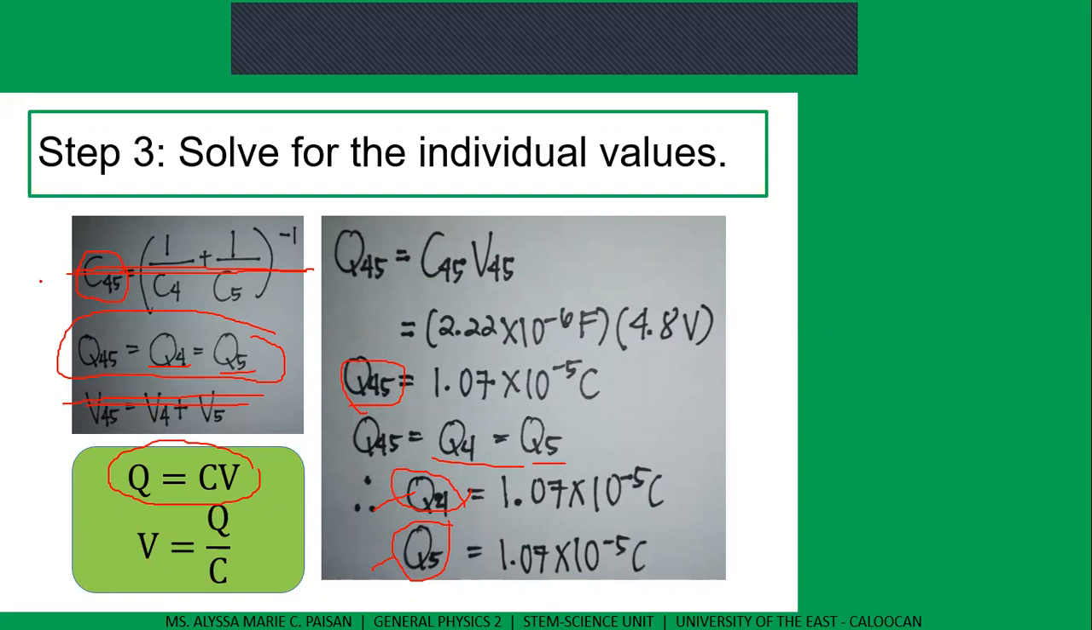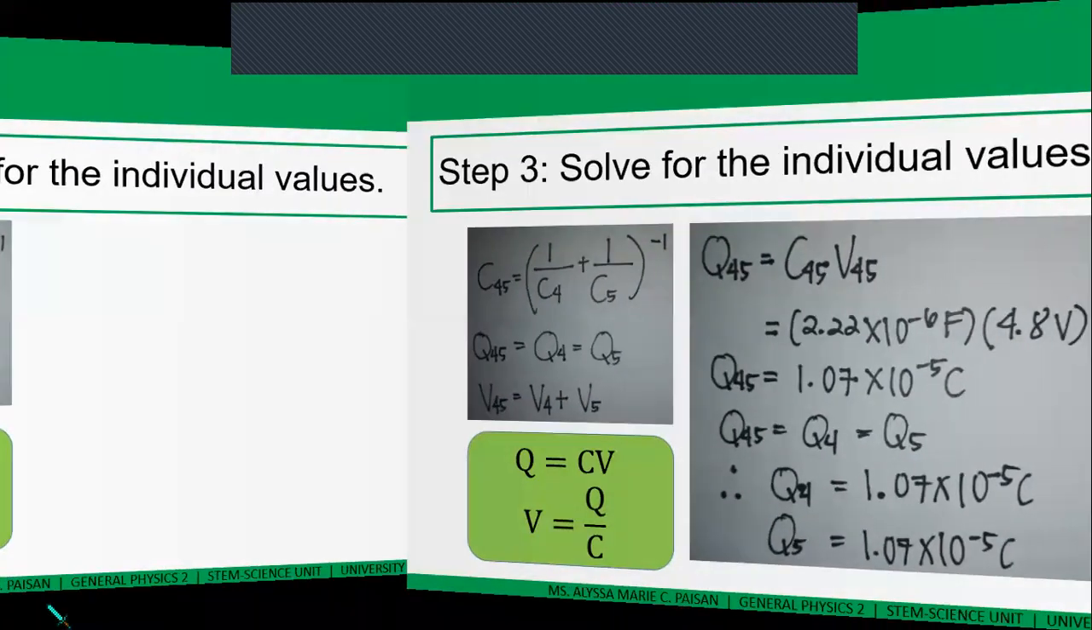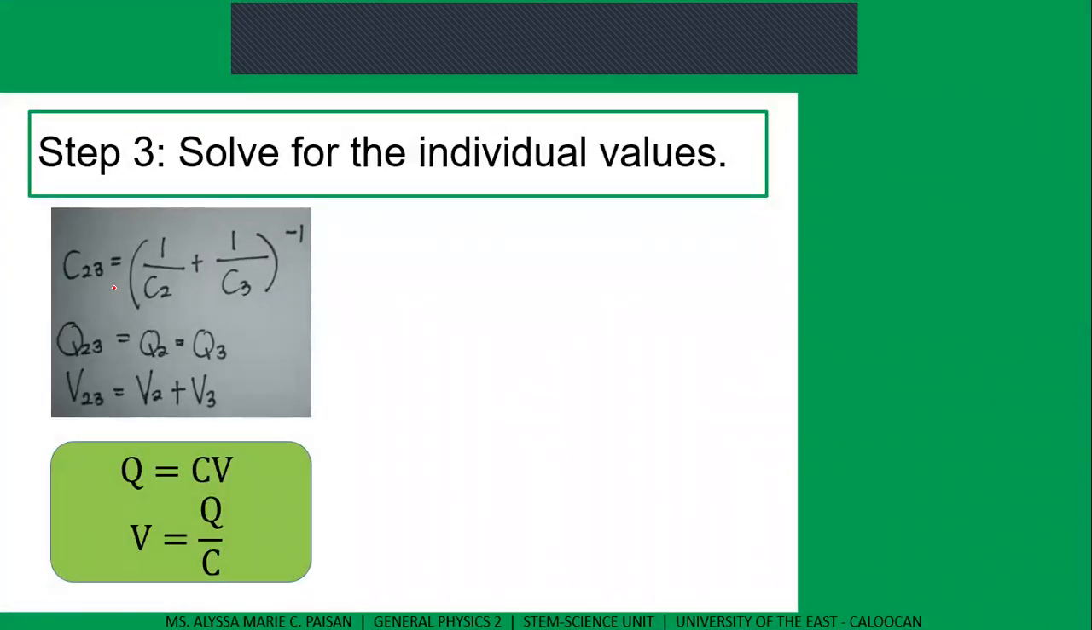Ayan. So next, doon na tayo sa equations na katabi ng original circuit natin. Ayan. So again, we cannot use C23 and V23. We can only use Q23 because it's equal to Q2 and Q3. Pag nakuha natin si Q23, makukuha na natin si Q2 tsaka si Q3. Makukompleto na natin yung individual charges. Pero ang tanong, meron ba tayong C23? Yes, nasolve na natin yun kanina.